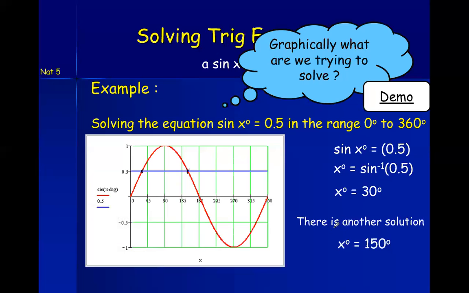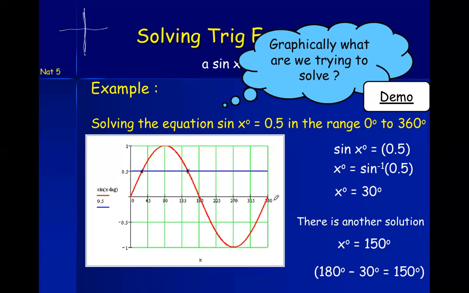There is another solution, 180 take away 30, which is 150, because we're in that second quadrant. So there are always two solutions when solving. If they had asked us to solve this equation between 0 and 90, you would say I've got only one solution. If they had asked 0 to 180, we would get two solutions. 0 to 360, two solutions.